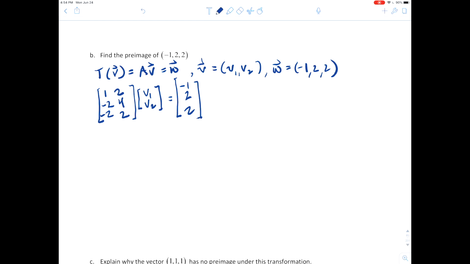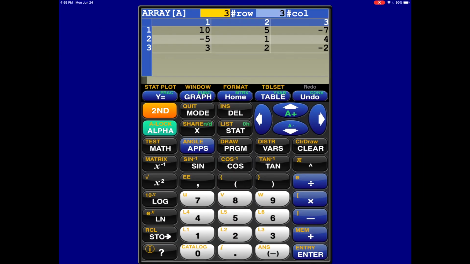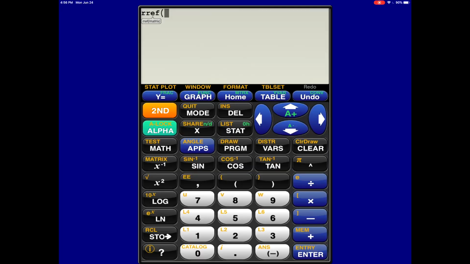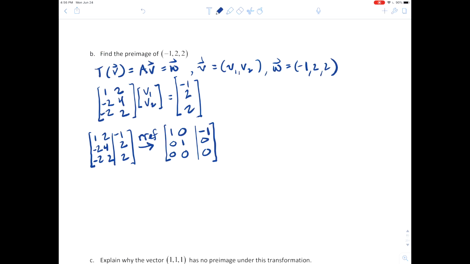And then how do we solve something like this? What do you think? Beautiful. We just solve the augmented matrix. So we've got 1, 2, negative 1, negative 2, 4, 2, and then negative 2, 2, and 2. And our reduced row echelon form will be, okay, so there's the reduced row echelon form.